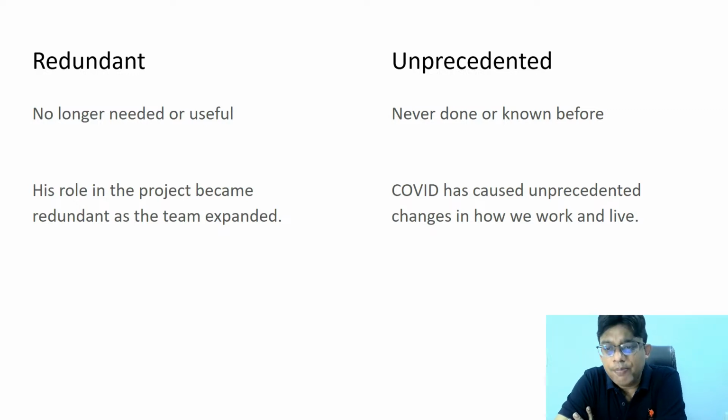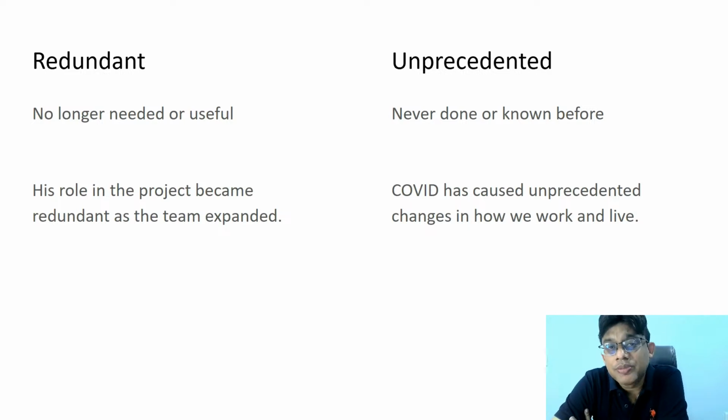Unprecedented. Something that was never done or known before. For example, if I say COVID has caused unprecedented changes in how we work and live. Because of COVID, there were major changes which were not known to us. There was so much change in our lifestyle which was not known to us. That is called unprecedented.